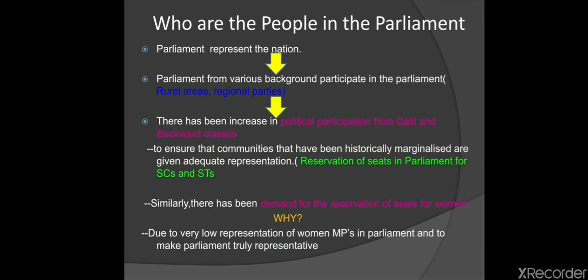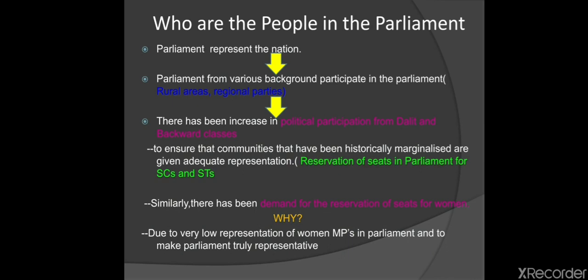Now the representatives whom we are electing, who are these people? So parliament represents the nation. What do you understand by this? Parliament represents the nation means our country. So if anybody sees the parliament of any country, he or she should have the idea of how the country is.